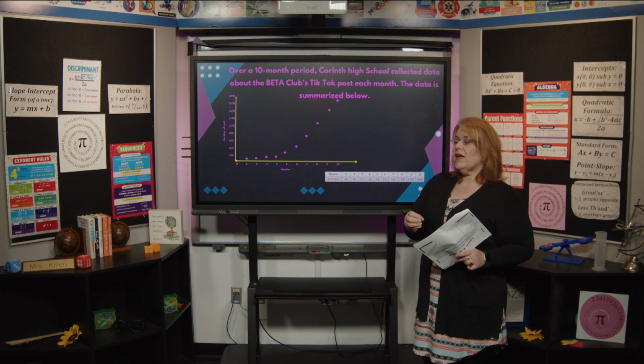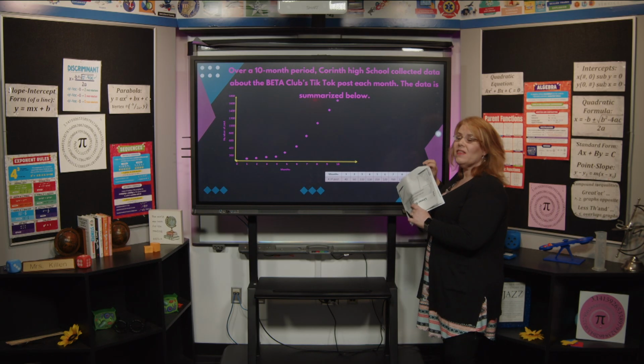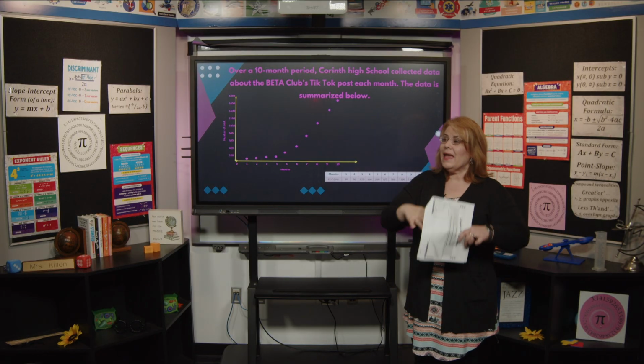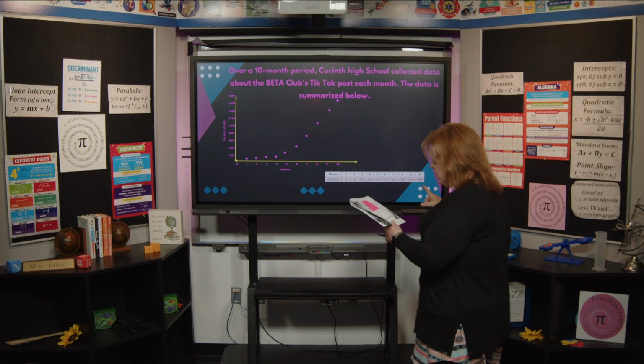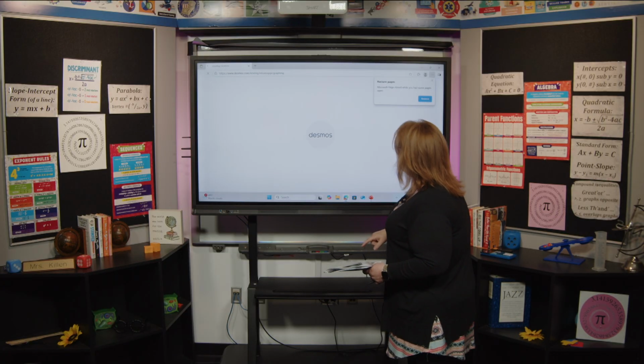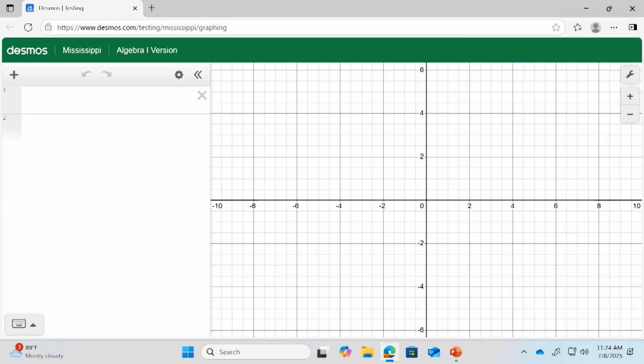So the wonderful thing about the tools that we have in our toolbox is we can take these scatter plots, we can take this table, we can plug them in and let all of those tools give us the information back. So the first thing we're going to do is pull up our Desmos. I want everybody to pull up their Desmos. And the next thing we're going to do is put in our table. So we're going to press the plus button and hit table. Now we're going to put in the table that they gave us about the information on their TikTok posts.